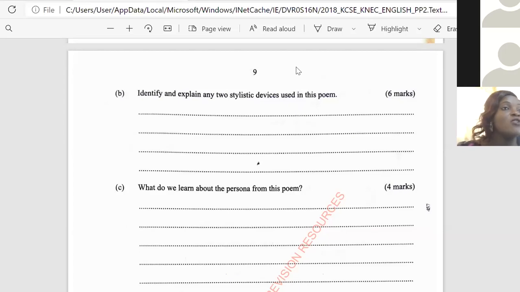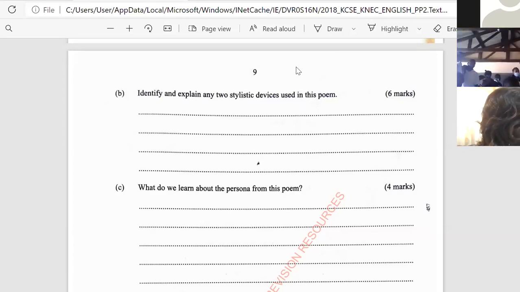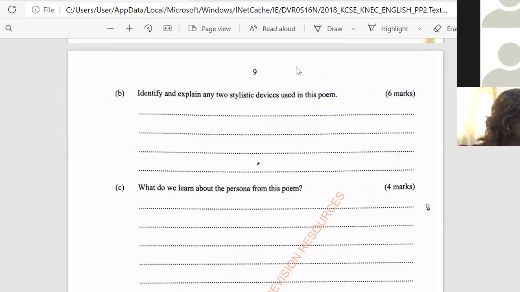So stylistic devices, look at the marks allocated. Those are 6 marks. And you've been told to give how many? Just 2. So how is the distribution of those marks? There's one for identification, another mark for illustration, and another mark for the effect of that stylistic device. The examiner does not even need to tell you, give us the effect. You're told to identify and explain. So you identify, you illustrate, and you show the effect of that stylistic device.